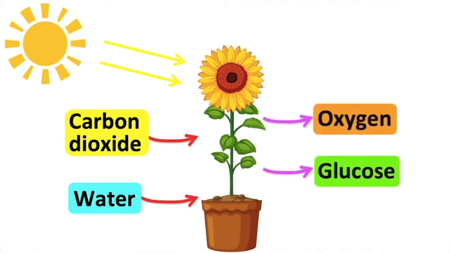The products are oxygen and glucose. Oxygen is released back into the air and it's released through the stomata of the leaf. Glucose is a source of energy for the plant. Glucose is transported around the plant by the phloem vessels.